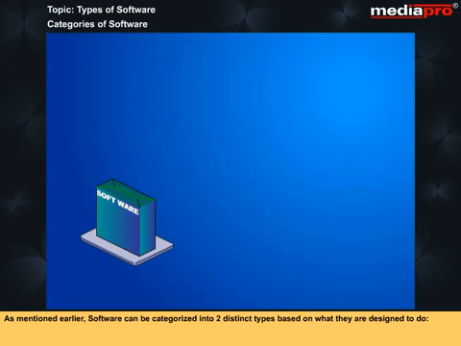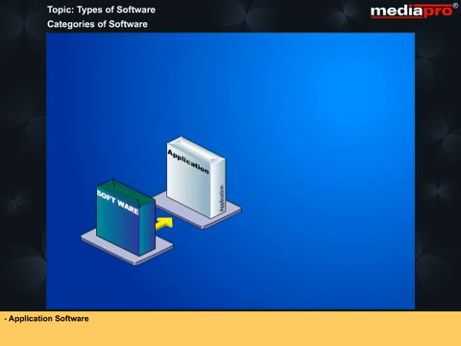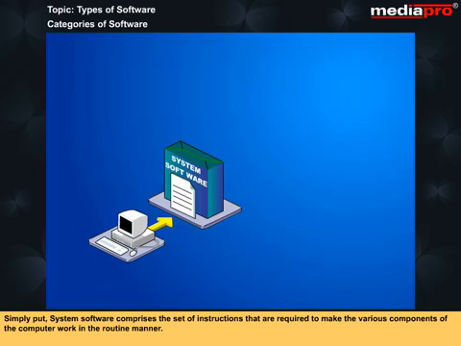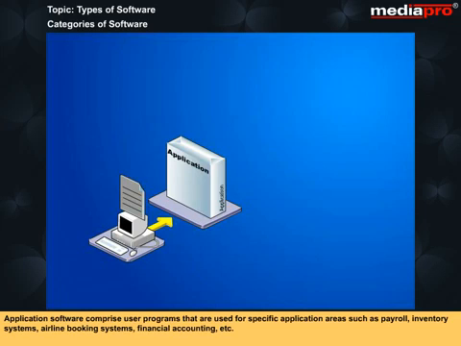As mentioned earlier, software can be categorized into two distinct types based on what they're designed to do: system software and application software. In common parlance, the terms software and program have come to be used interchangeably and refer to a set of instructions. Simply put, system software comprises the set of instructions that are required to make the various components of the computer work in the routine manner. Application software comprise user programs that are used for specific application areas such as payroll, inventory systems, airline booking systems, financial accounting, etc.